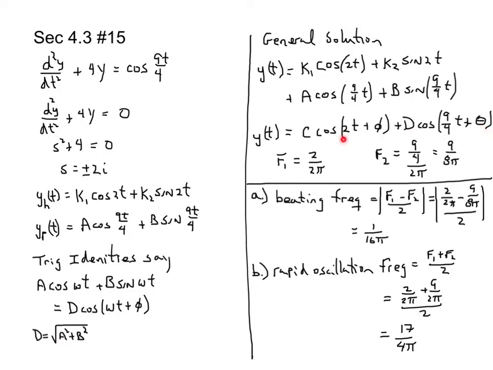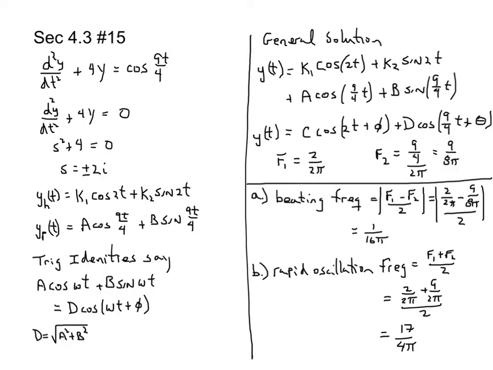The reason this is significant is that when we're given a problem like this, it's important that you realize that in the end, our solution will look like a sum of two cosine functions, or a difference if this could potentially be a negative term, sum or difference of two cosine functions with different frequencies. Here, the frequency is 2 over 2 pi. Here, the frequency is 9/4 over 2 pi, or 9 over 8 pi.